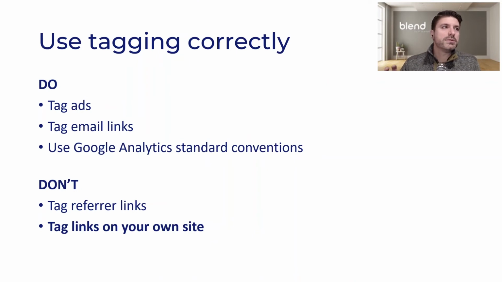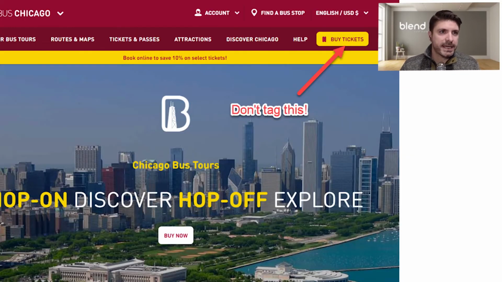Also, do not tag links on your own site. This is a big mistake since it ends up messing up your sessions. As we saw earlier, sessions are really at the core of Google's Universal Analytics product. So messing with a session wreaks havoc on your data. So if you want to know something like which buttons the users are clicking, you can use Google Analytics events. You can use a tool like Hotjar. You cannot tag these links. It will screw things up. Don't do it.